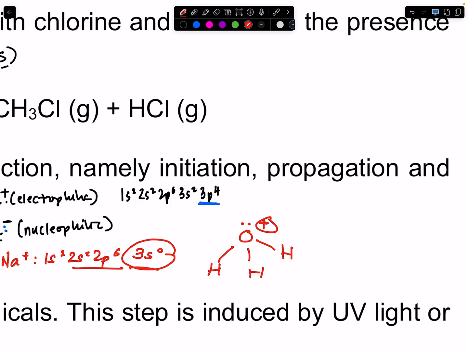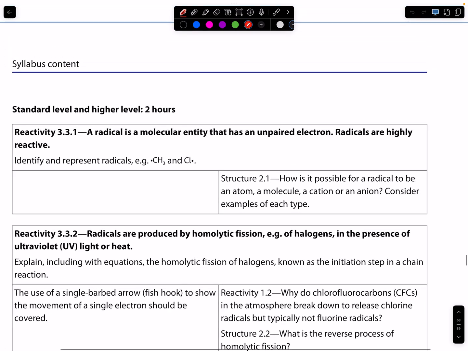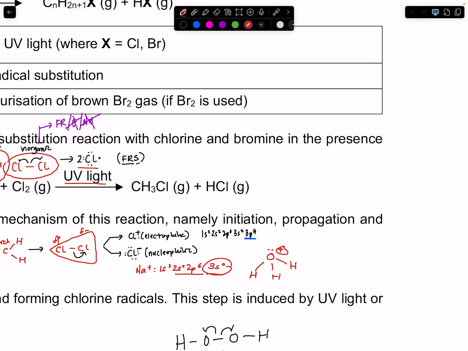Wait, so is this called a free radical? No. A free radical is any species, whether a molecule or an atom, that has an unpaired electron. If you take a look at your IB syllabus, right at the top, it is a molecular entity that has an unpaired electron. Can you see that? That's the definition of a radical. In short, you can replace molecular entity with species. Alright guys? Okay.